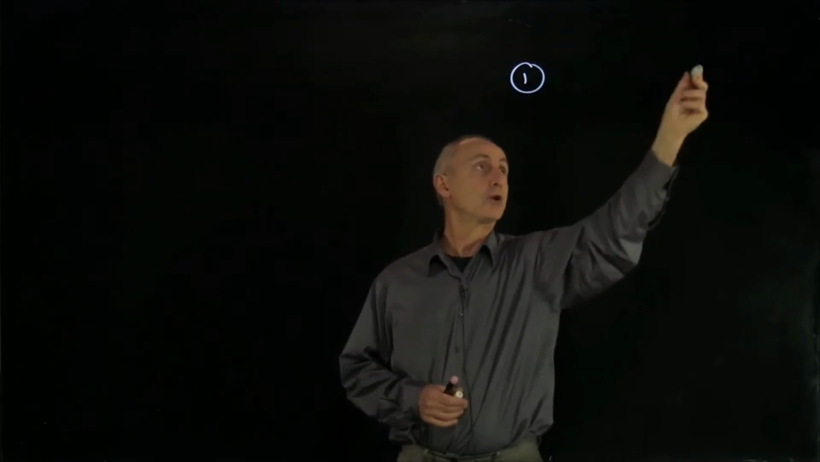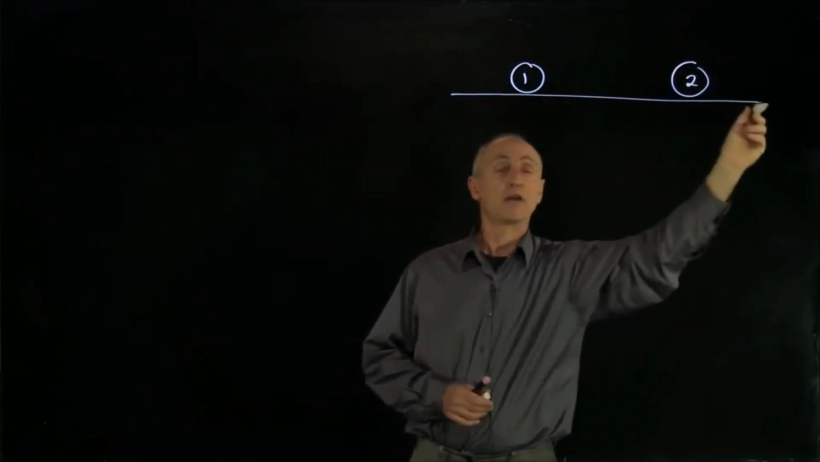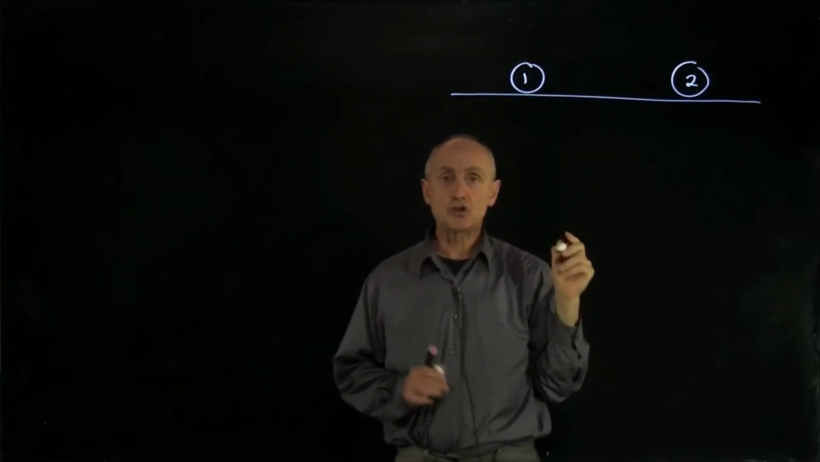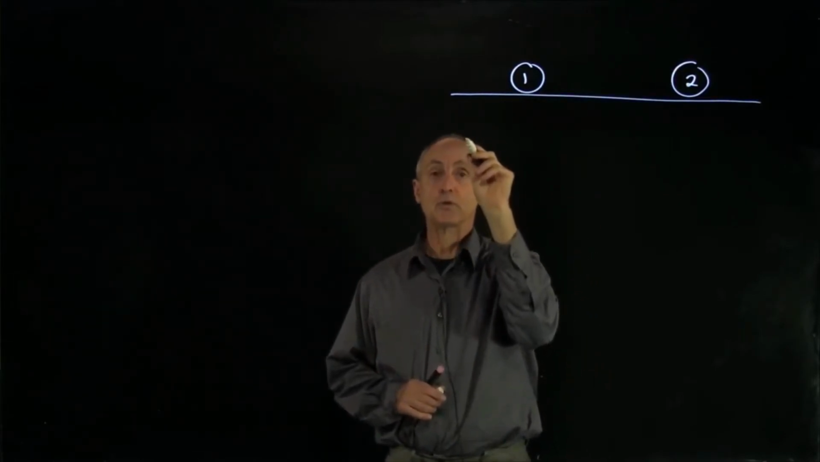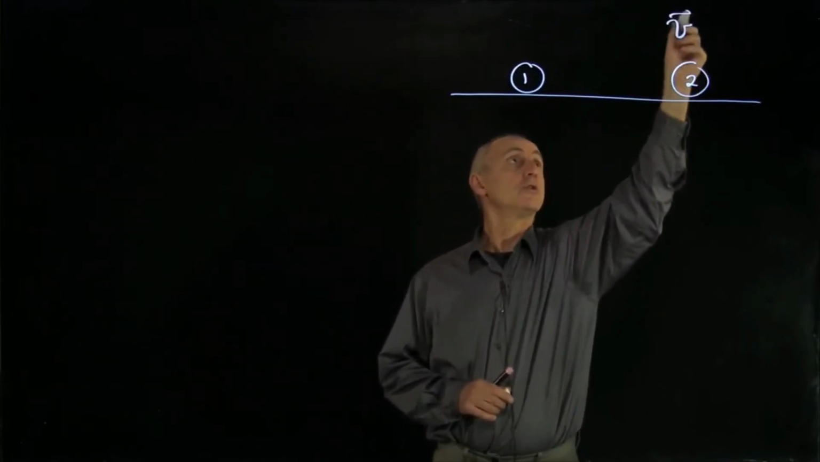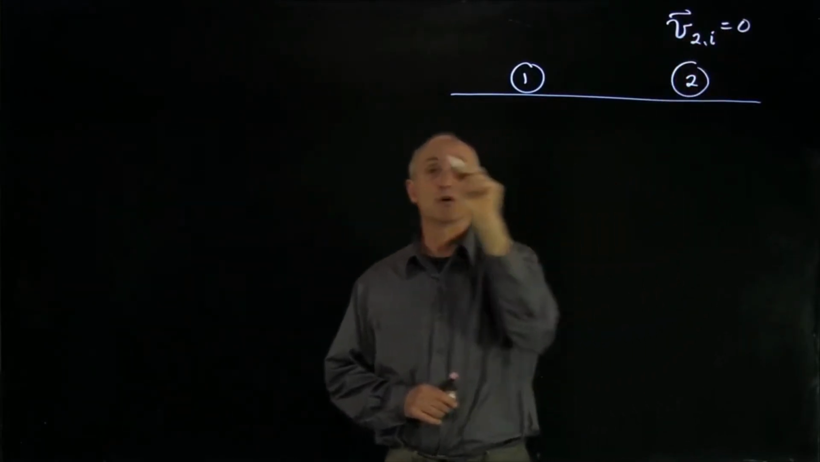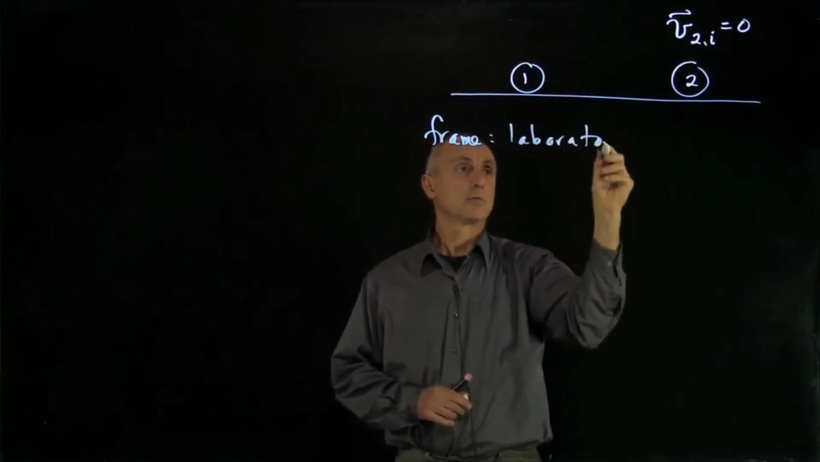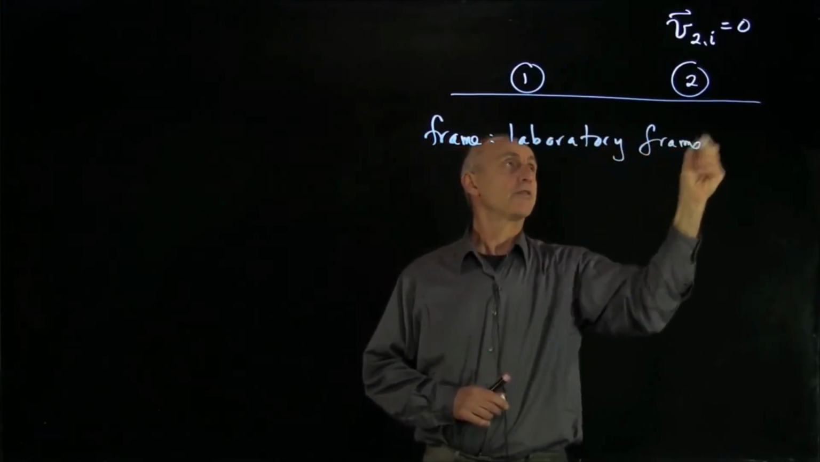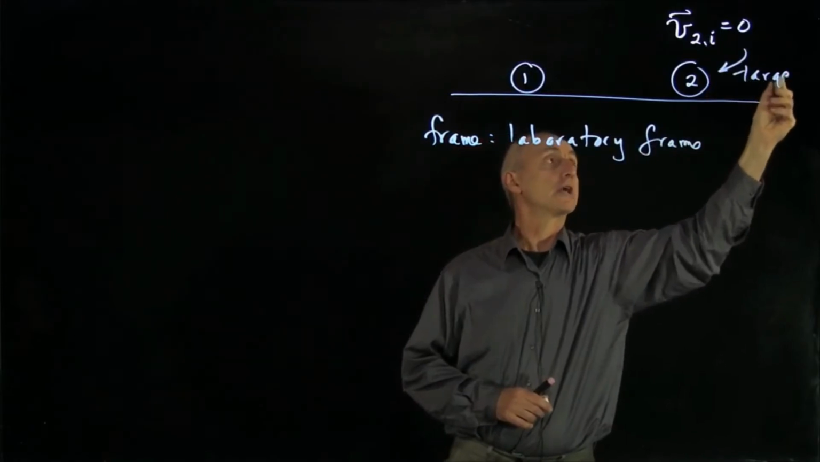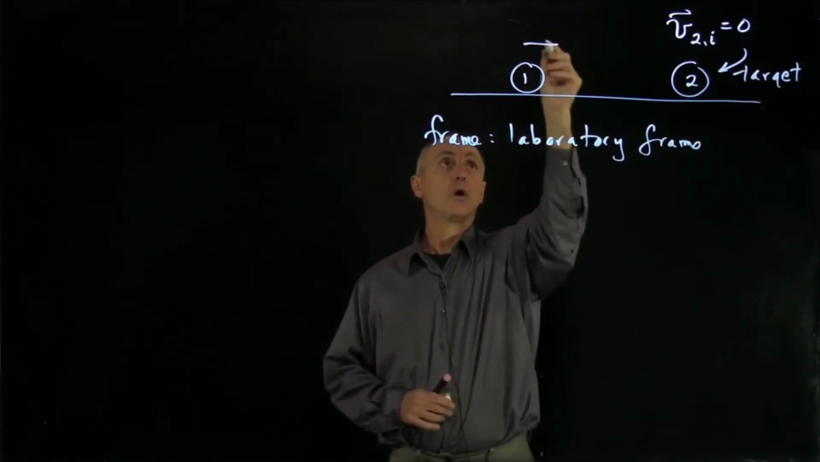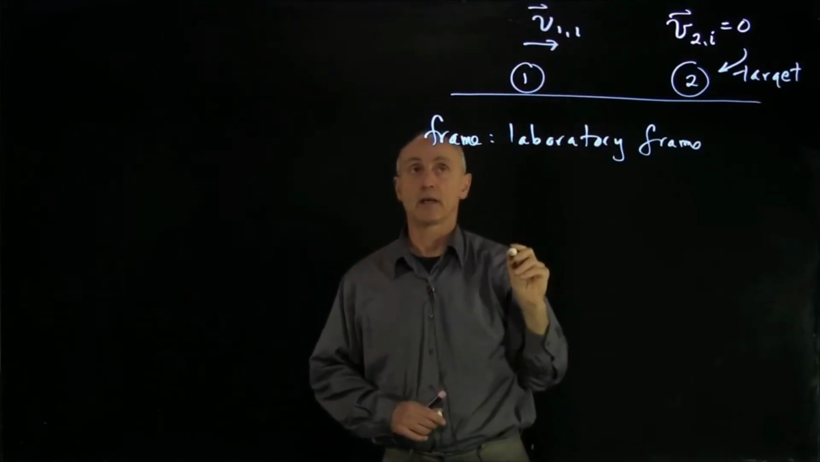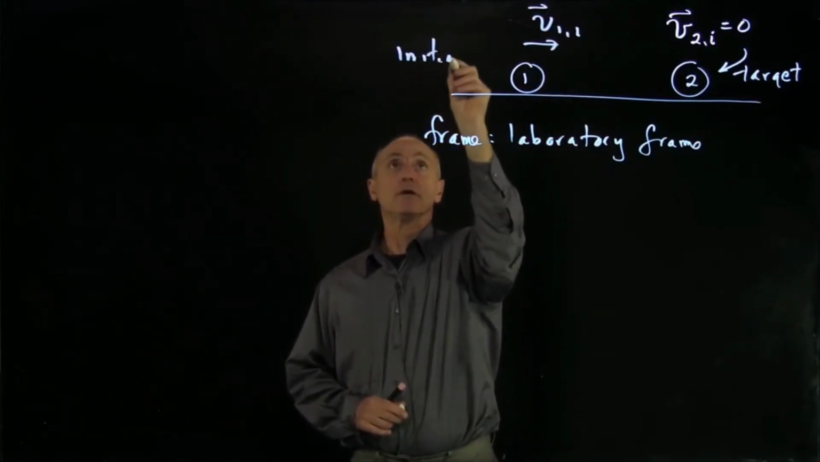Let's look at some examples of one-dimensional elastic collisions with no external forces between two particles. So suppose I have particle 1 and particle 2, and we have them moving on a frictionless surface. And let's choose a reference frame, which we'll call the laboratory frame, in which the initial velocity of particle 2 is 0. In this frame, we're thinking of particle 2 as our target. And the target is at rest, and particle 1 is moving in with some initial velocity. And so here is our initial picture.